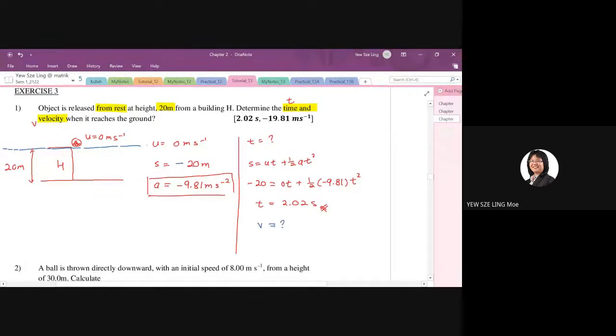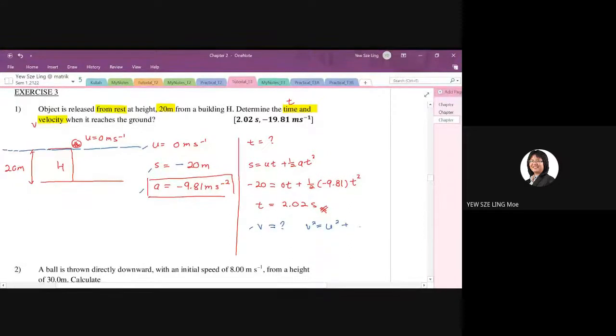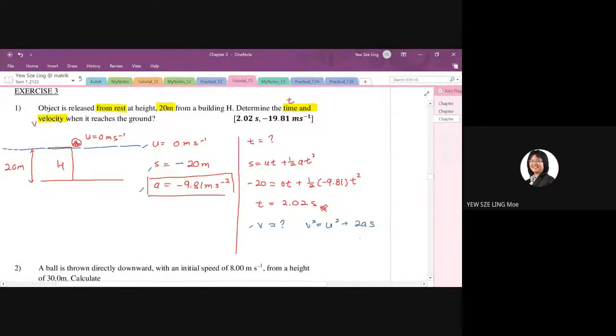Now, let's look at the equations. We have u, s, a, we want to find v. So we use v squared equals u squared plus 2as. Right now, this is a typical example why I don't encourage you guys to use the t from the first part of the question. If you got this t wrong, let's say you got 2.02, then your v definitely will be wrong. In this case, for this question, your v is definitely going to get 0 mark.